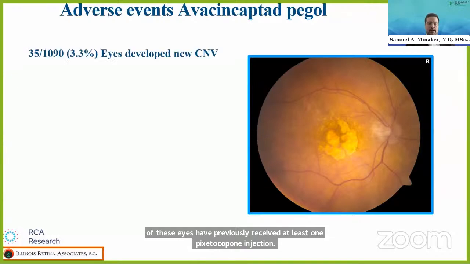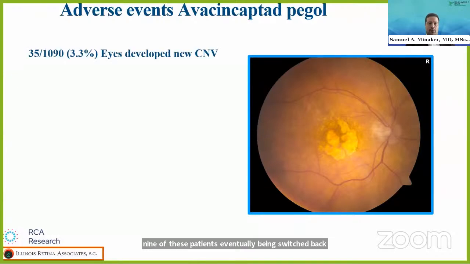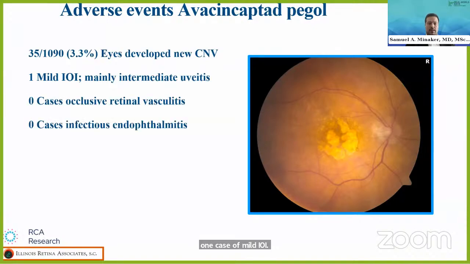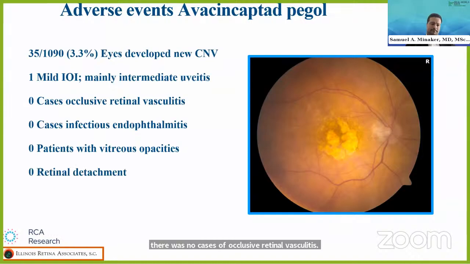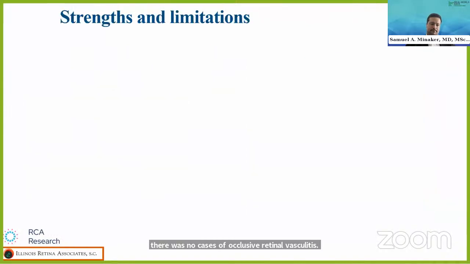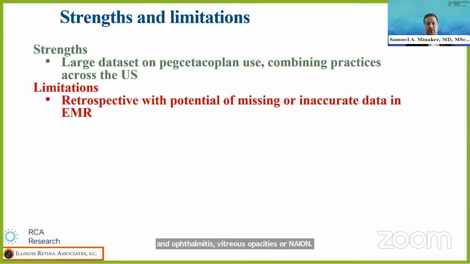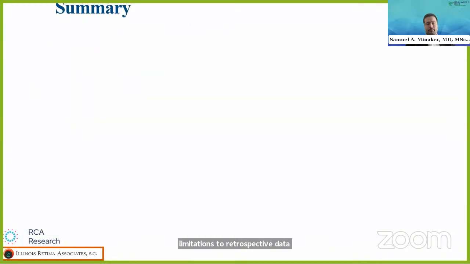In terms of adverse events, 3.3% rate of new CNV, 1 case of mild IOI. There was no cases of occlusive retinal vasculitis, endophthalmitis, vitreous opacities, or NAION. This is a large database combining practices across the United States in terms of our strengths, but there are limitations to retrospective data from EMR-based data.